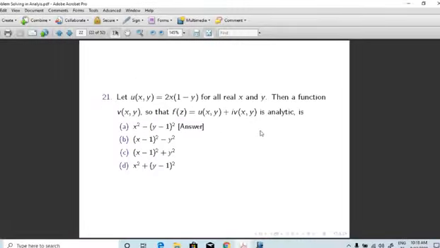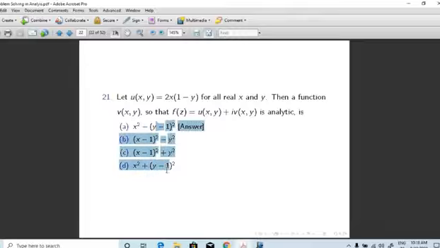Now the 21st problem. Suppose u equals 2x times (1 minus y). Then we need the function v of x comma y such that this function is analytic. So again we have to check the CR equation. If you differentiate, find u_x. u_x is nothing but 2 times (1 minus y), and u_y is minus 2x. So just find u_x and u_y, and then from the options find v.